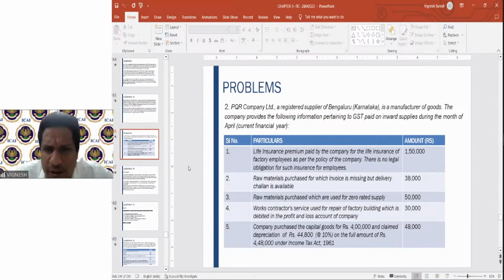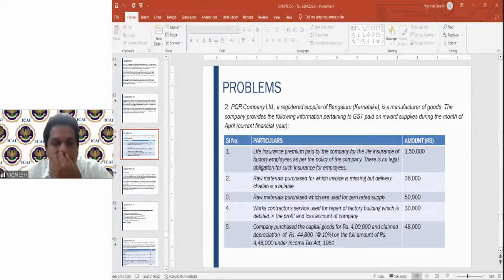The first one, life insurance premium. It's a fairly simple problem. Here, with regard to ITC on life insurance, if it is not obligatory under any law in force, the respective input tax credit is not allowed. It is very, very simple. You have to give a clear explanation when you're answering the problem. ITC on life insurance is available only when it is obligatory for the employer to provide it. If it is not obligatory, the said ITC is blocked.